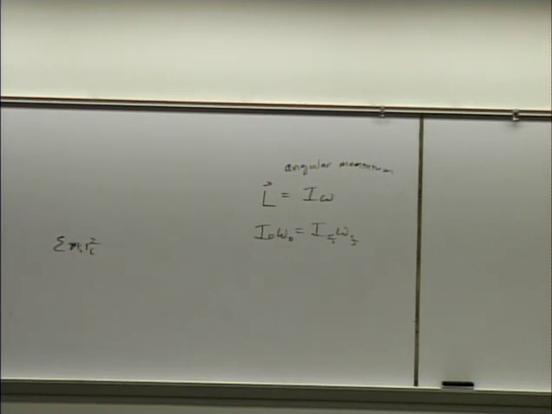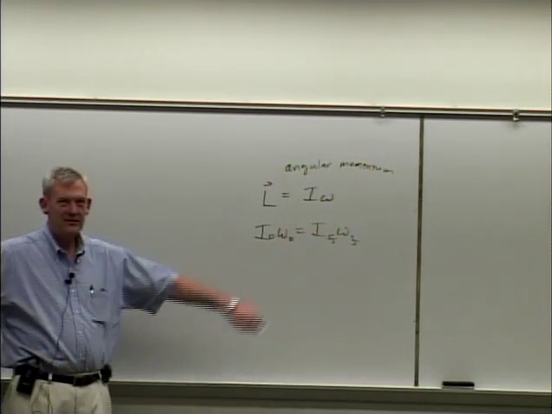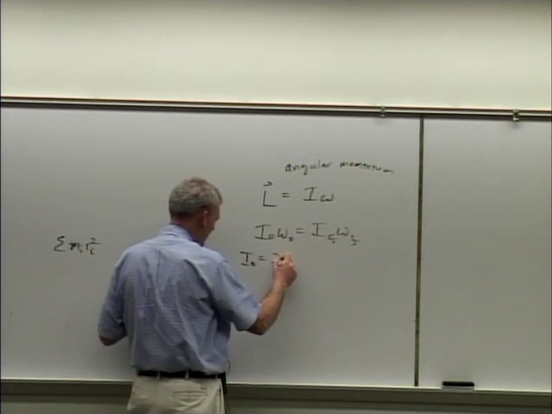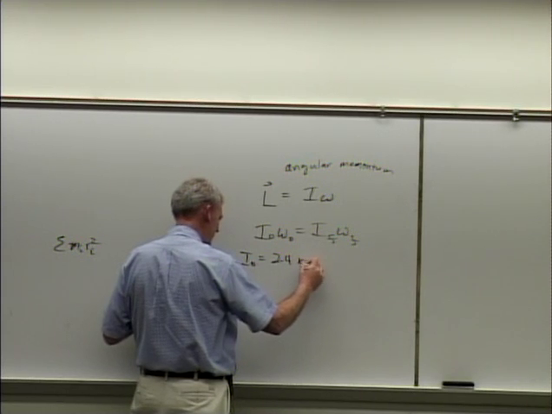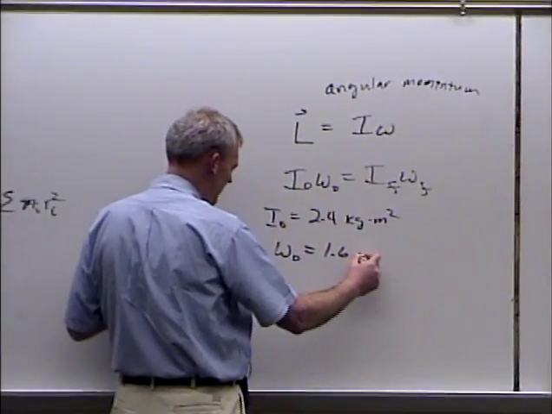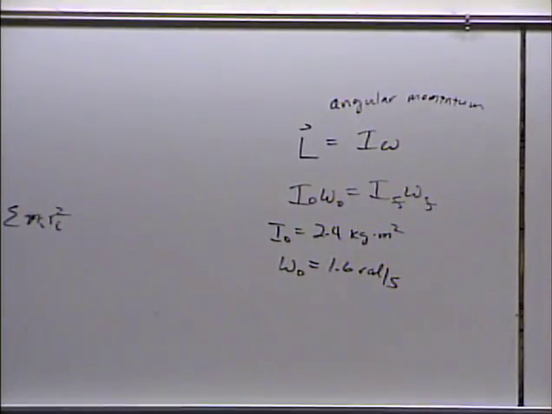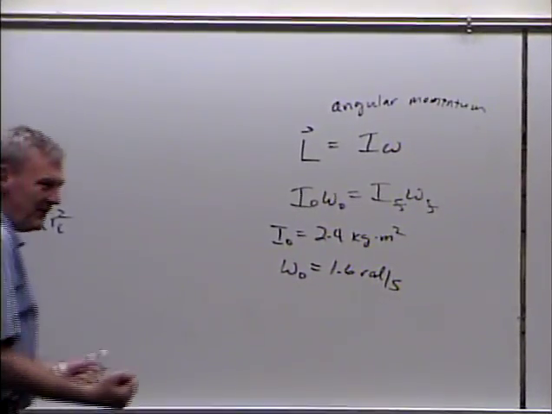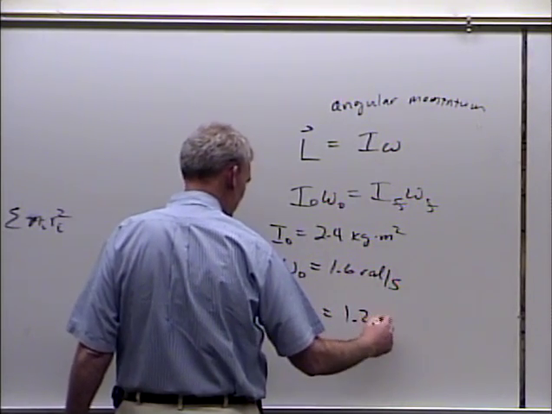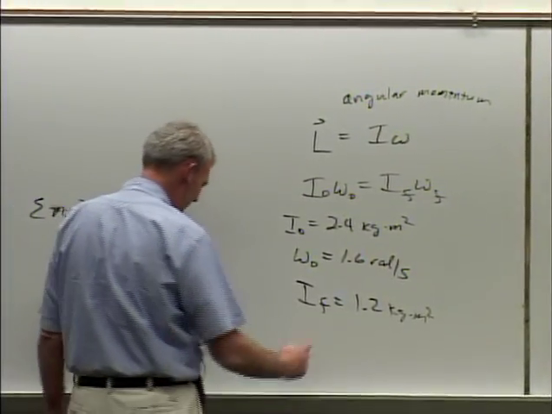Let's say we've got a guy who, when he's got his arms out straight, his I naught is equal to 2.4 kilograms meters squared, and he'll be spinning at, say, 1.6 radians per second. You might see this problem when you're doing your homework from chapter 8. Then when he pulls his arms in together, his I final is 1.2 kilograms meters squared. I wonder what omega final would be.